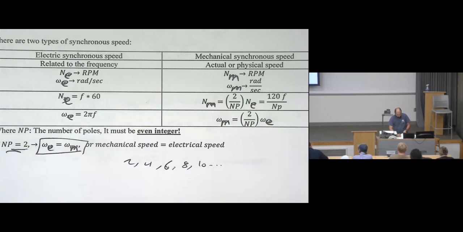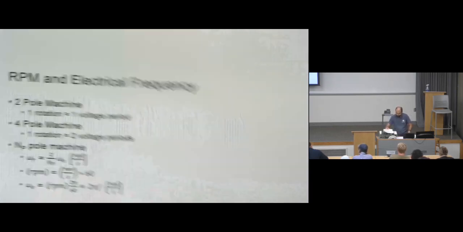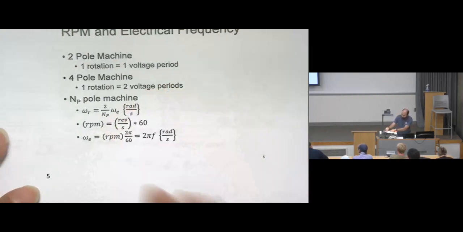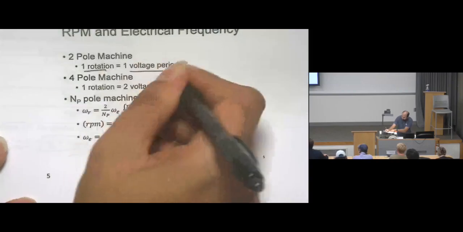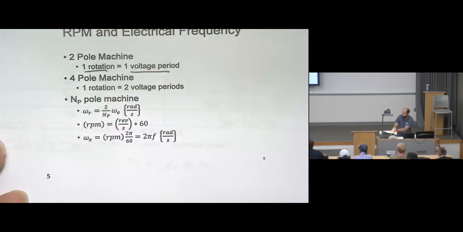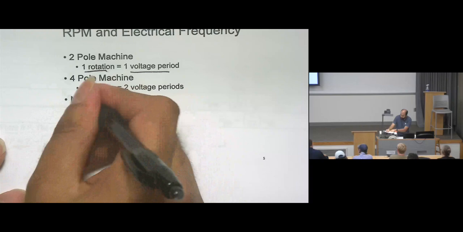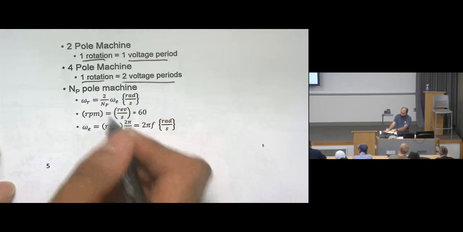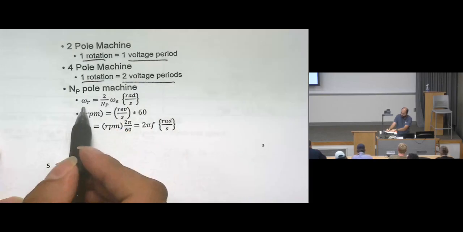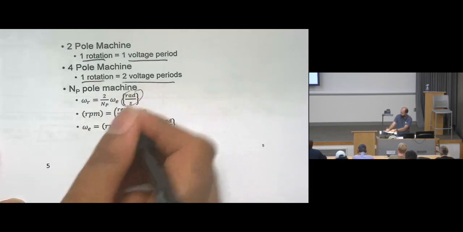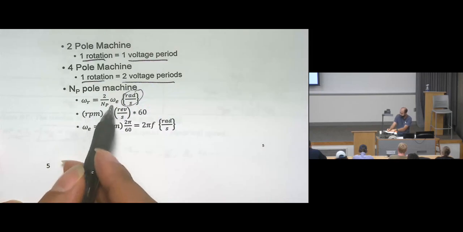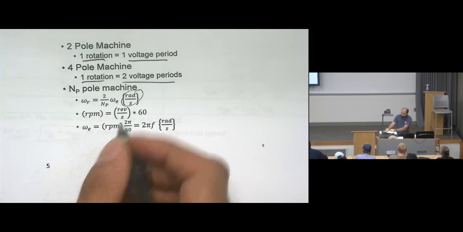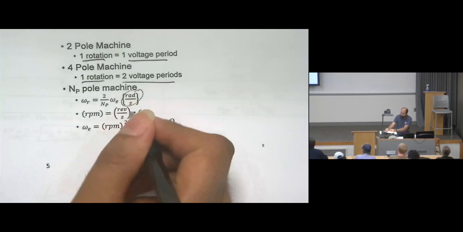Okay, let's go back to the notes and look here. When we have 2 poles, for 1 rotation, we have 1 voltage period. For 1 magnetic rotation. For 4 poles, 1 rotation, 2 voltage periods. That's what we talk about. So also these formulas here, we talk about them. The omega, when I use omega, I mean radian per second, equal 2 divided by number of poles times omega electrical. And in order to convert between RPM and revolution per second, then times 60.